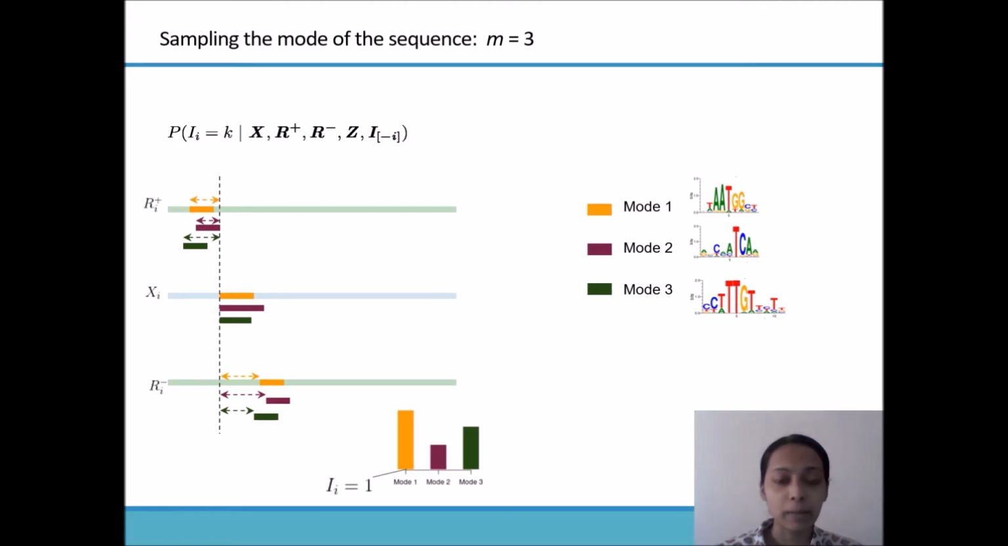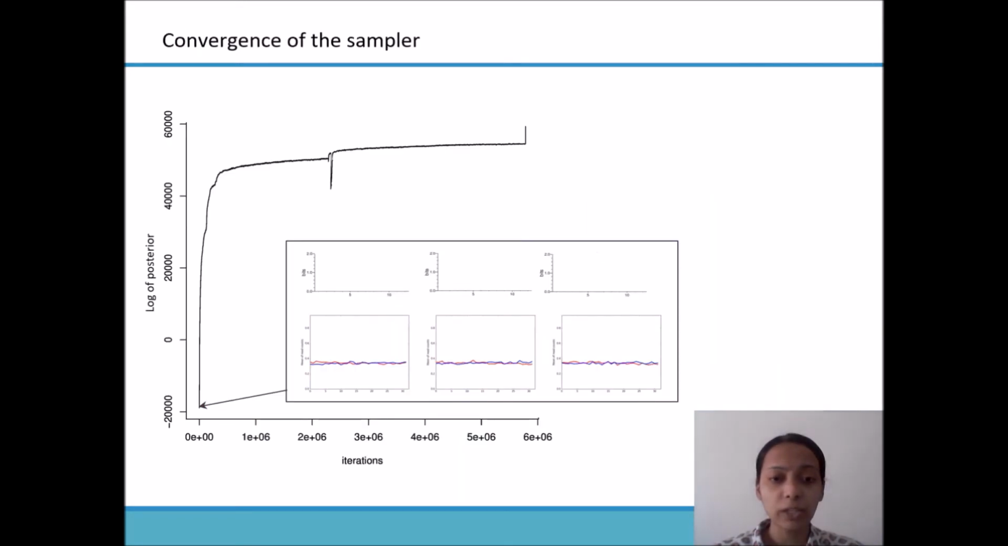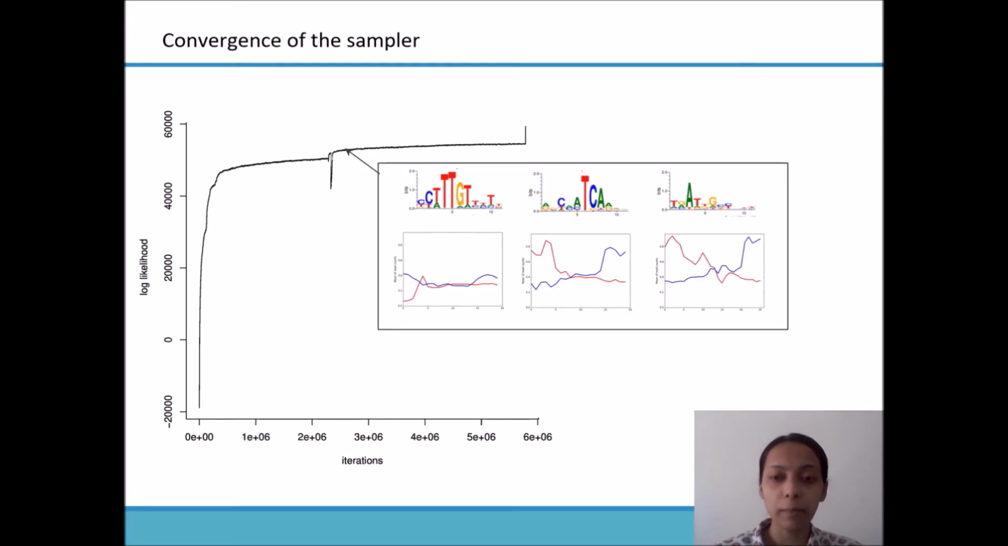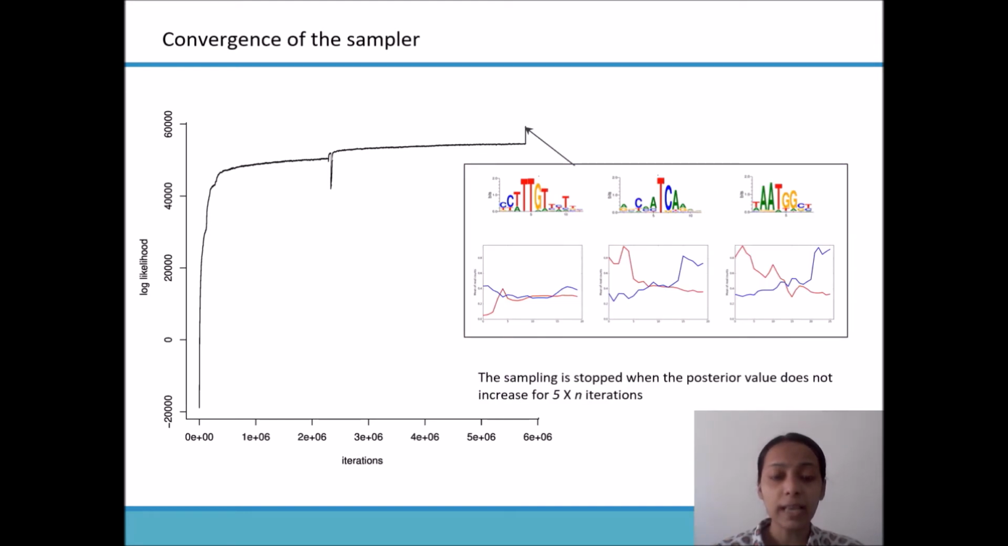In this way, we sample for the motif start position and the mode for all the sequences. And after that, we also sample for the width of the motif and the value for tau k plus and tau k minus for all the modes. We start off with a random initialization where the motif as well as the read distributions are not well defined. Then we keep on sampling till the posterior probability does not increase for 5n iterations, where n is the number of sequences.